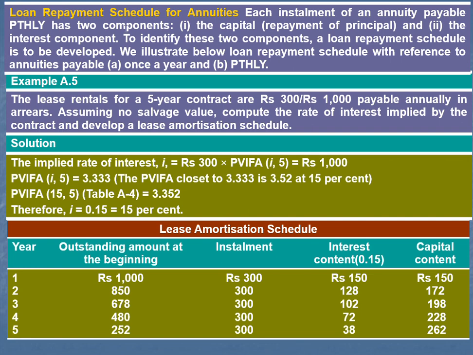Here also the loan repayment schedule of an annuity is there. For each installment of the annuity payment, what are the components, what is the capital or repayment of principal, and the interest component, and how you are able to calculate based on the table. In this question it is a lease rental for a 5 years contract, 1000 rupees payable annually, with no salvage value. So given the rate of interest, how will you calculate the lease amortization schedule? In this also, if we know this formula, we are able to calculate it in a table.